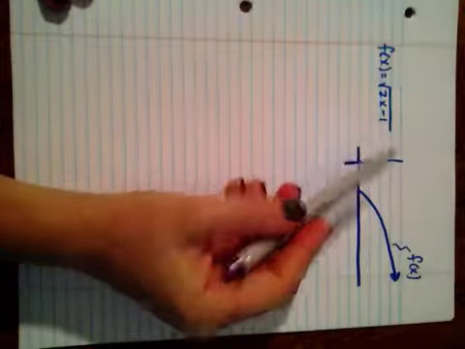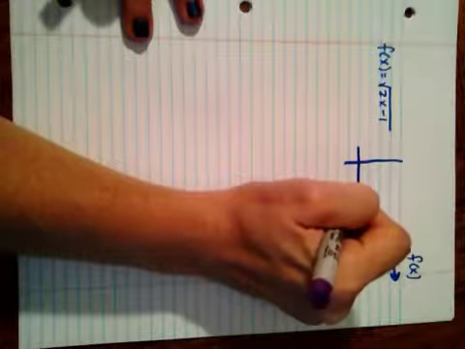For this example, we're going to find the equation of the line tangent to f of x equals the square root of 2x minus 1. Let's say at x equals 1. So right here is at 1/2. So we're going to look at x equals 1 and see if we can get the tangent line.